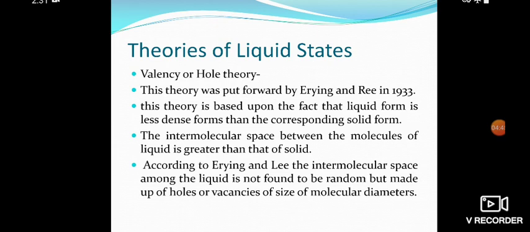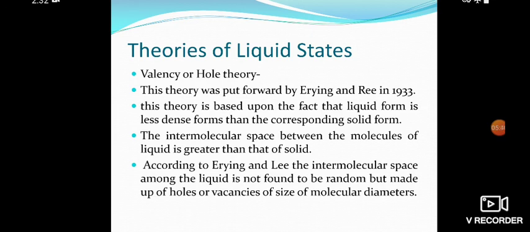Now we will discuss theories of the liquid state. There are two main theories which explain the properties of liquid. First theory is the vacancy or hole theory. This theory was put forward by Eyring and Ree in 1933. This theory is based upon the fact that liquid is a less dense form than the corresponding solid form. The intermolecular space between the molecules of liquid is greater than that of solid.